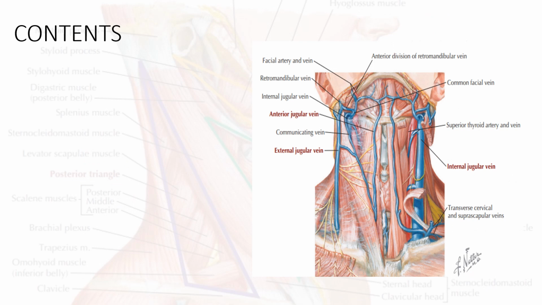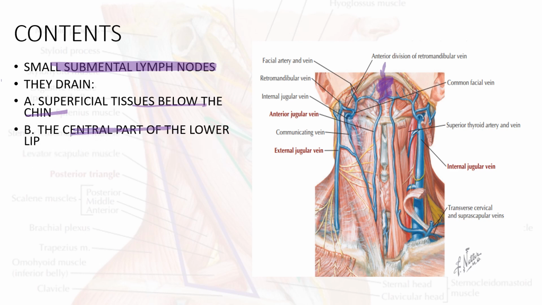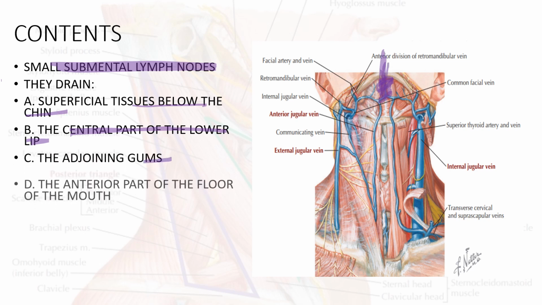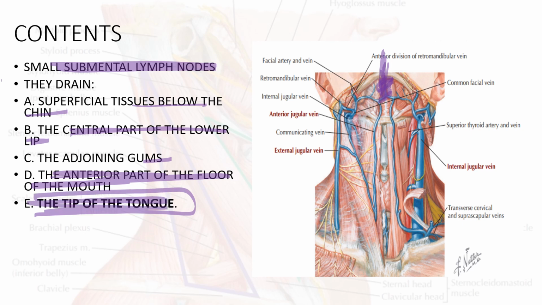So the contents of this submental triangle: the submental lymph nodes, which are very important. These lymph nodes will drain the superficial tissue below the chin. Then the central part of the lip, children, only the central part of the lip and adjoining gum, and the anterior part of the floor of the mouth, and most important, the tip of the tongue. The lymph nodes of the tip of the tongue, children, are submental.